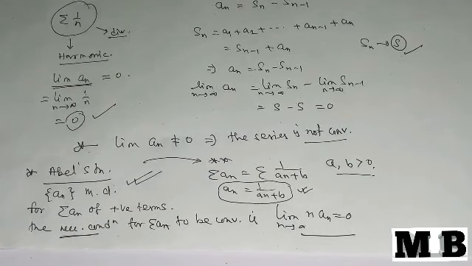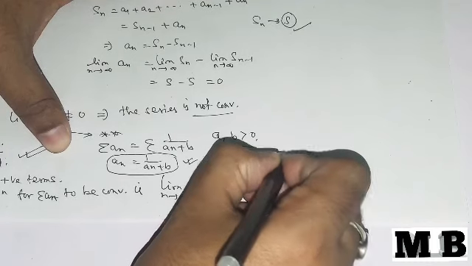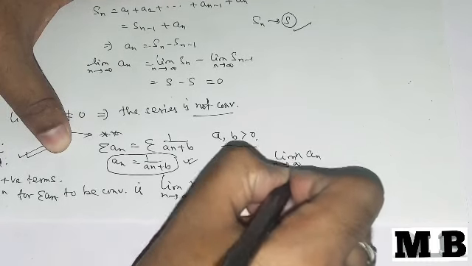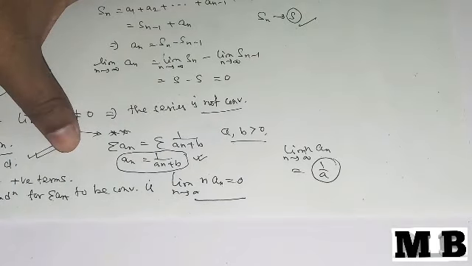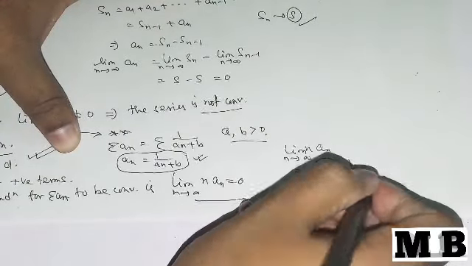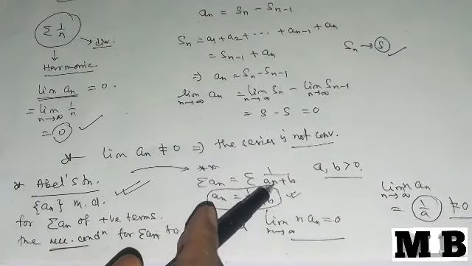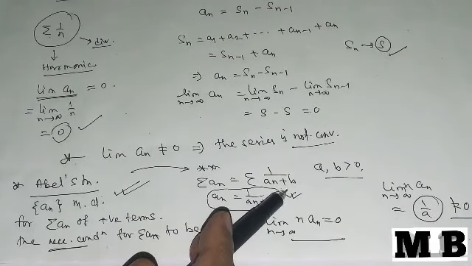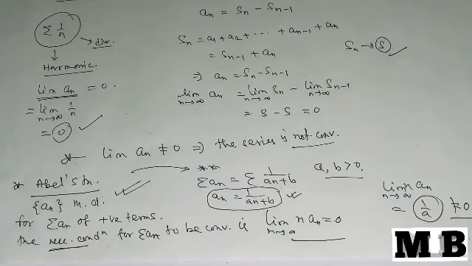Now verify whether this one is holding or not. Take the limit of n into a_n, and you will find that you are getting 1 by a. Correct? You are getting 1 by a, so it is not equal to 0. So immediately what you can conclude about this series is that it is not a convergent series. In fact, as it is a positive term series, it must be a divergent series.